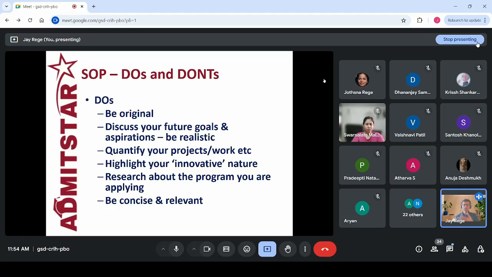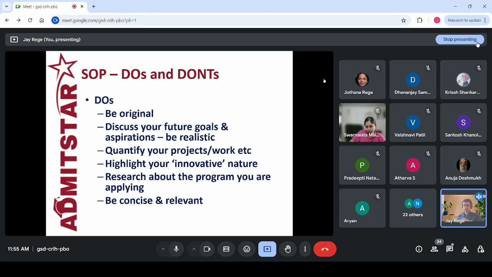Like I said, you could use the book that I have. There are samples there. You could read those and understand what kind of things should go in the SOP. So these are all tools to help you. They cannot be your final SOP. But talk about these things. Be original. Discuss what your future goals are. Talk about what research you have done.